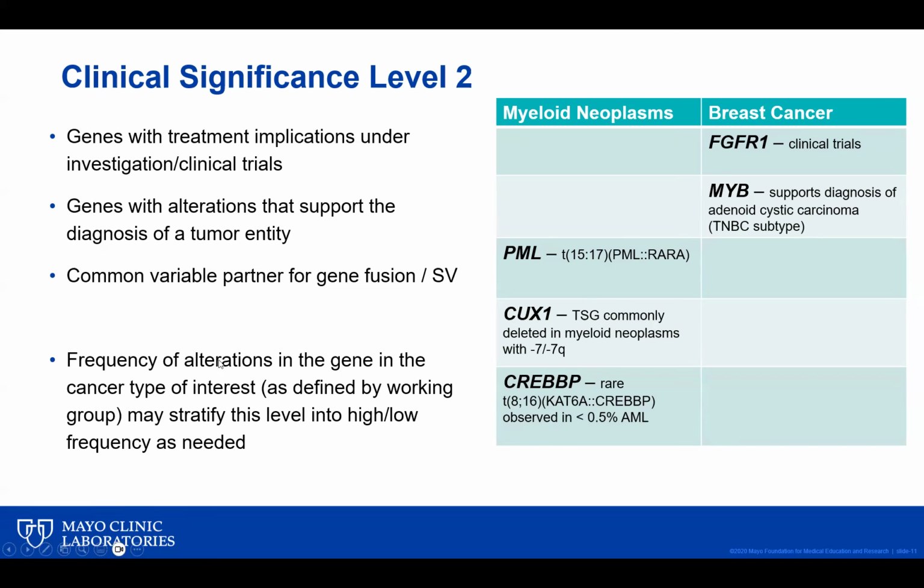And then also the myeloid group found that they could stratify this significance level 2 further by the frequency of alterations in the gene of interest, and they found that very helpful. So CUX1 is a tumor suppressor gene that is commonly deleted in myeloid neoplasms. So this was a high frequency level 2, whereas CREBBP is rarely translocated in AML with CAT6A.